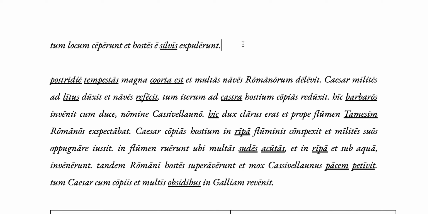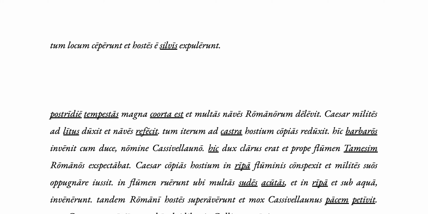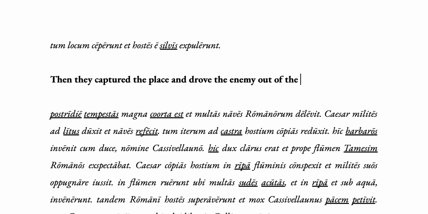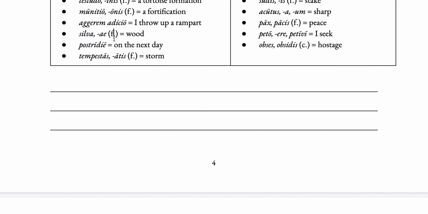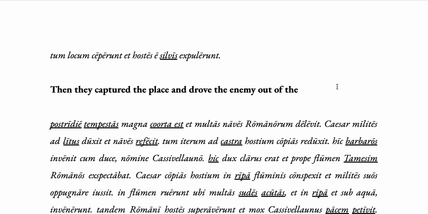Then next sentence here is tum locum ceperunt. Okay, tum means then. Ceperunt means they captured or seized, and the object is locum, which is the place. And they expulerunt. This is the perfect tense from expellere, to expel or drive out. So they drove, and then the object is hostes, the enemy, out of the silvis, and silva is given to you. It means a wood or forest. So out of the woods. Here, silvis is ablative plural following a, right? A or ex plus ablative means out of.